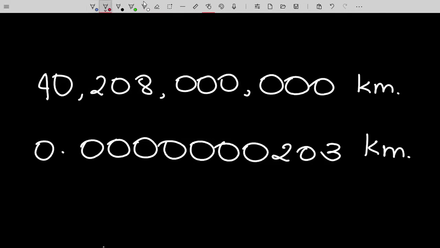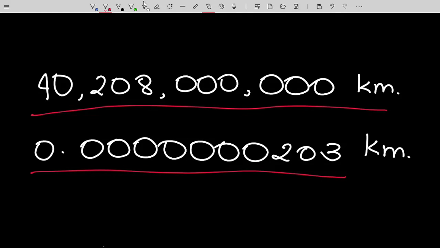Now, we have an example here. As you can see, we have the first value of 40 quadrillion and 208 trillion. And we also have the value of 0.00000 and 203 kilometers. Now, look at these numbers, this bunch of digits here. When you include this in your data, you might over-represent it, and you are actually going to make it hard for the readers to read it. Now, imagine writing this, or typing it in your computer, and making sure that not a single digit is forgotten. This makes it more difficult.